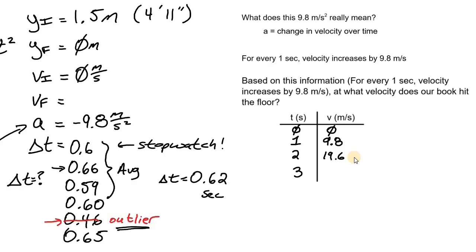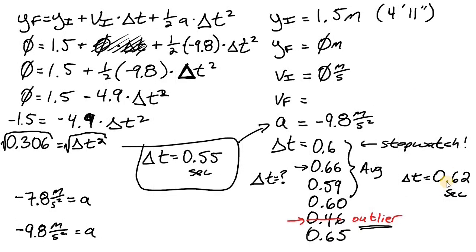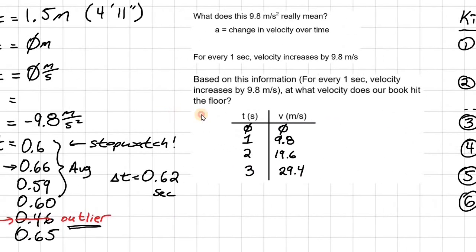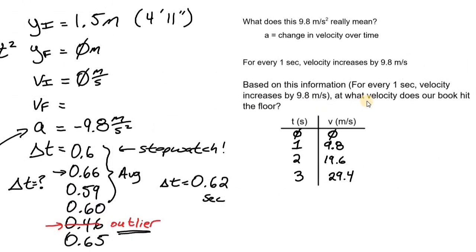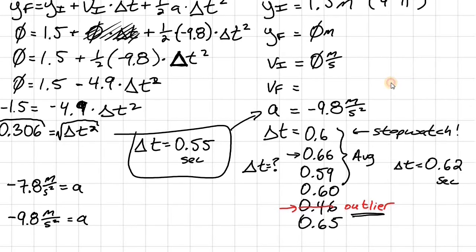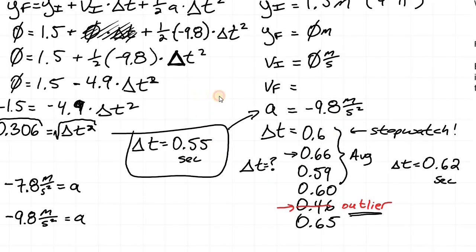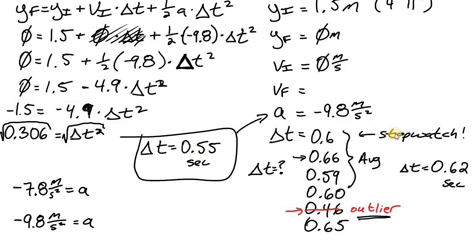What about after 3 seconds? Well, 9.8 plus another 9.8 plus another 9.8, or simply 9.8 times 3, gets us to 29.4 meters per second. So in our previous problem, we're going to be looking at what velocity our book hits the floor. We're going to be using the time that we should have gotten, not the time that we calculated. So let's use 0.55 seconds.